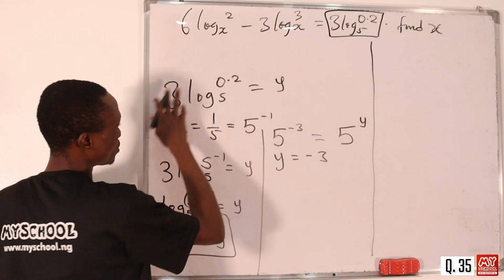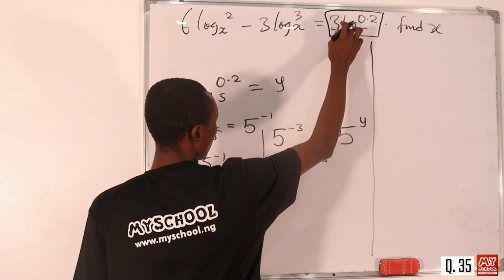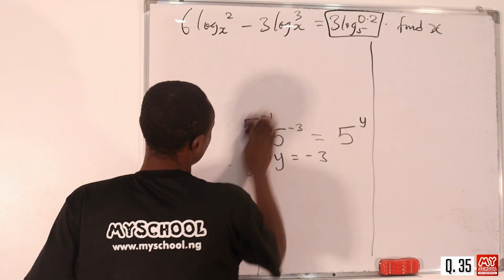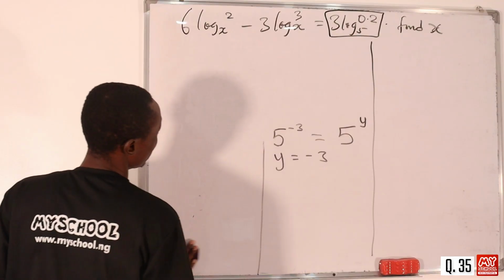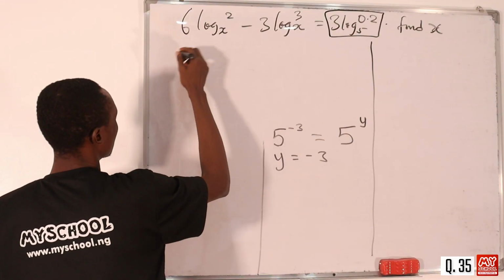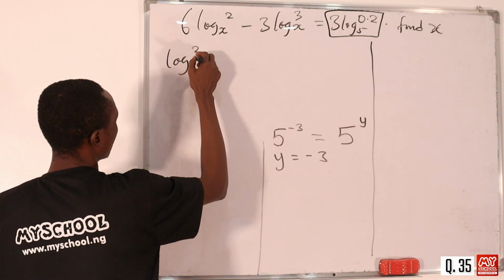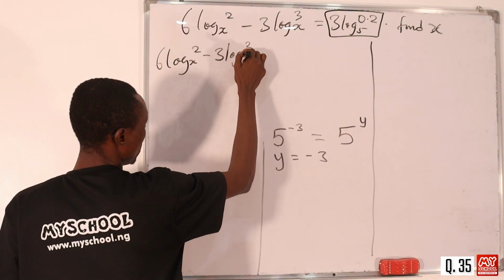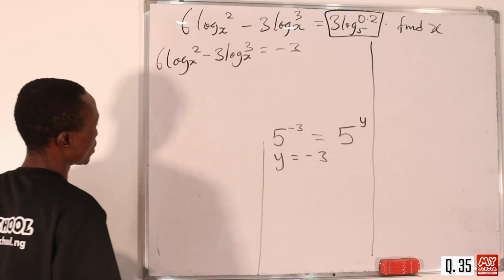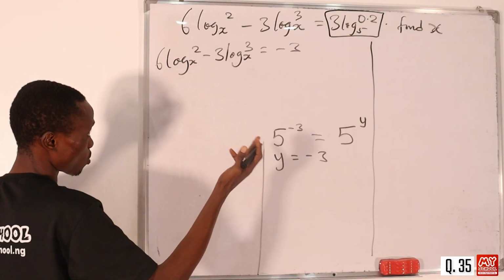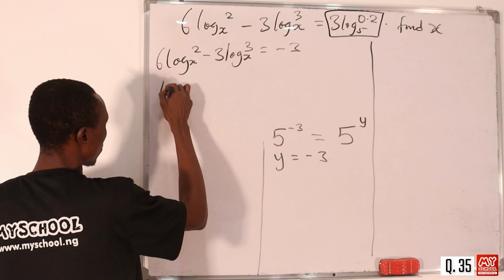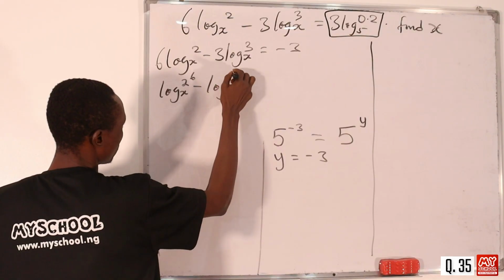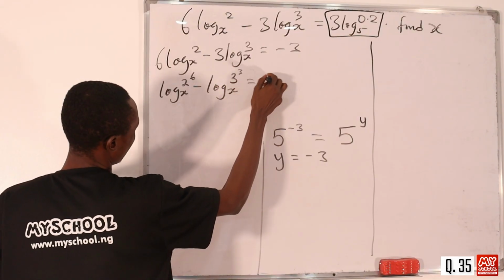So basically I'm going to clean this part because we've already gotten the value of what we have here to be equals to minus 3. Okay, so let me clean it. We already have it to be equals to minus 3. So let me just rewrite this. Here we're having 6 log 2 base x minus 3 log 3 base x to be equals to minus 3. We can still apply the laws of logarithm here. So this becomes log 2 raised to power 6 base x, then minus log 3 raised to power 3 base x, equals minus 3.